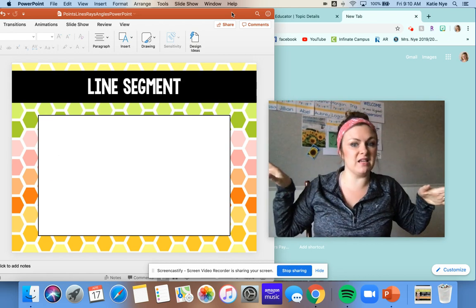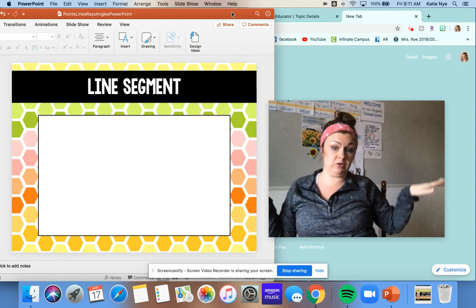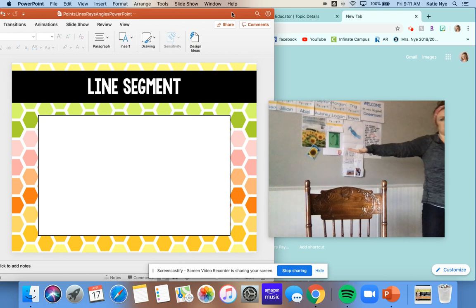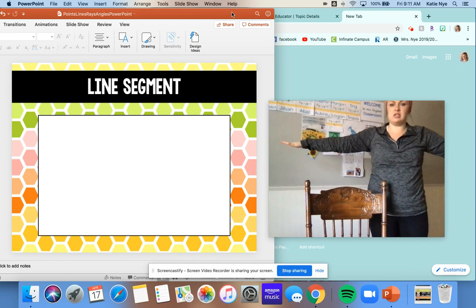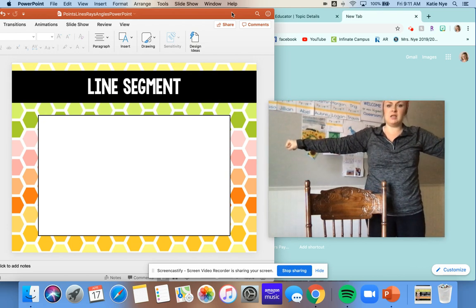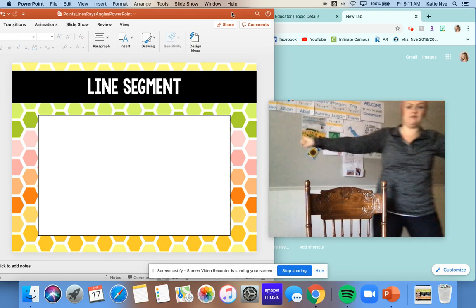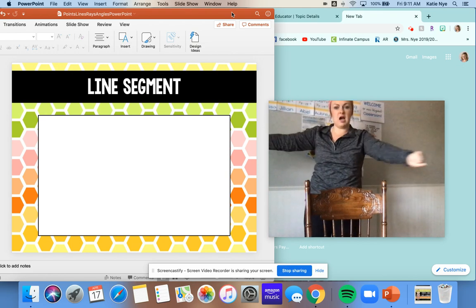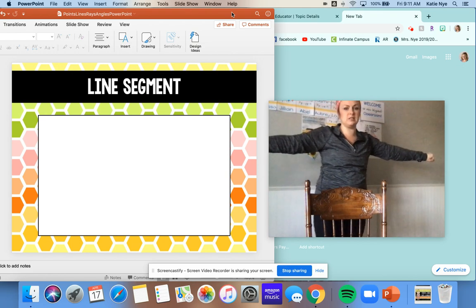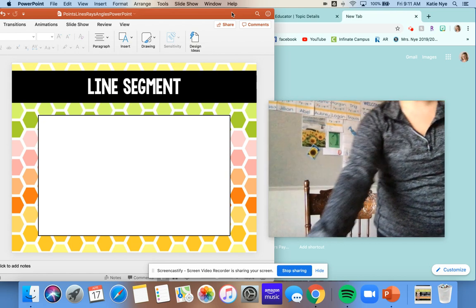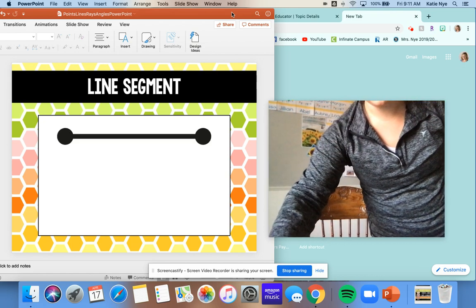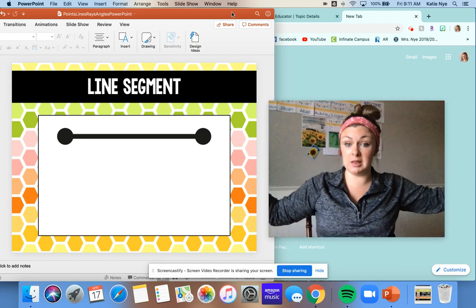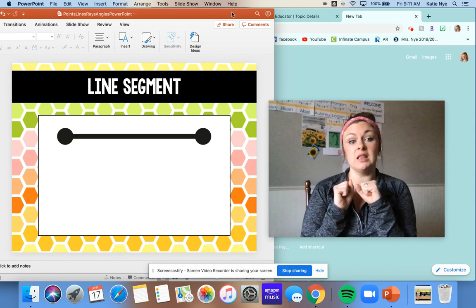So what happens if a line is not going on and on in both directions? What happens if our line gets endpoints at both ends of it? See, it's going on and on in both directions. My hands are open. It's a straight line. That's called a line segment. So when we have endpoints at the end of our line, that's called a line segment.